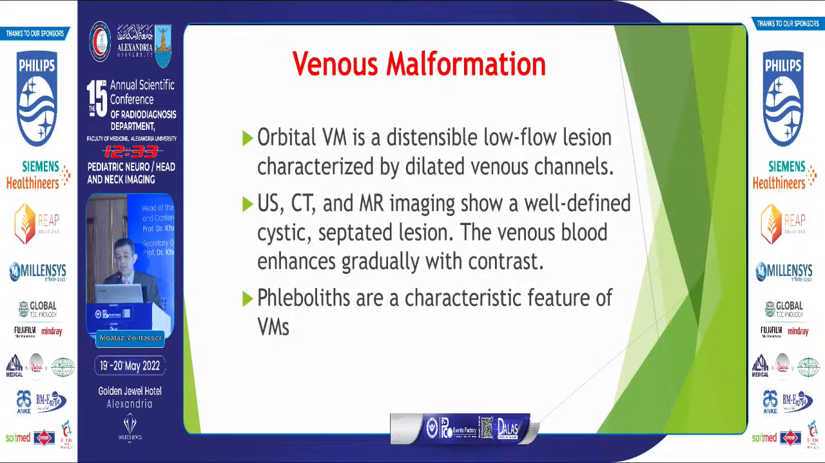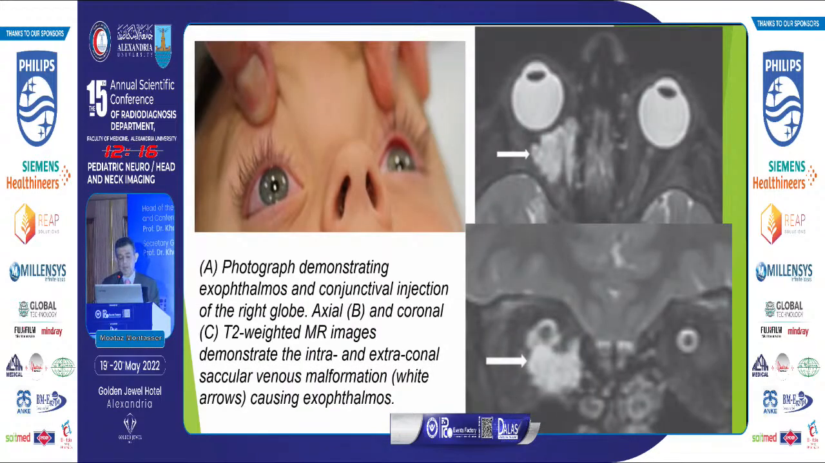Venous malformation is a distensible low-flow lesion characterized by dilated venous channels. It's a well-defined cystic septated lesion with gradual enhancement on post-contrast sequence. Phleboliths are a characteristic feature of venous malformation.